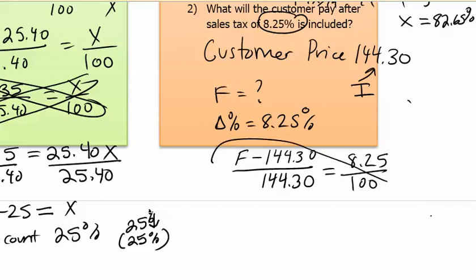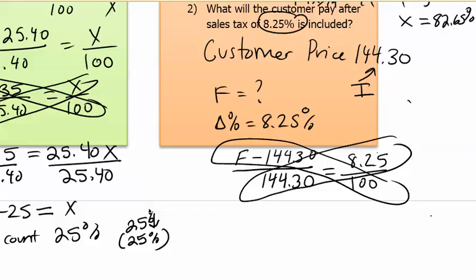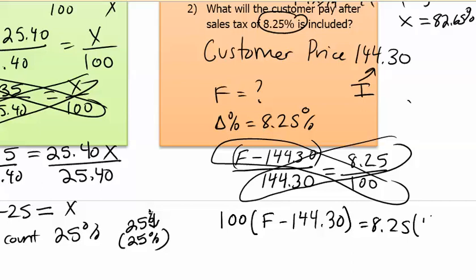Remember that we always cross multiply so that we can solve for our variable, to get an equation that's equivalent on both sides. So we have 100 times, well, remember that this is a hidden parentheses because this is part of a fraction. So it's going to be f minus 144.30 is equal to 8.25 times 144.30.